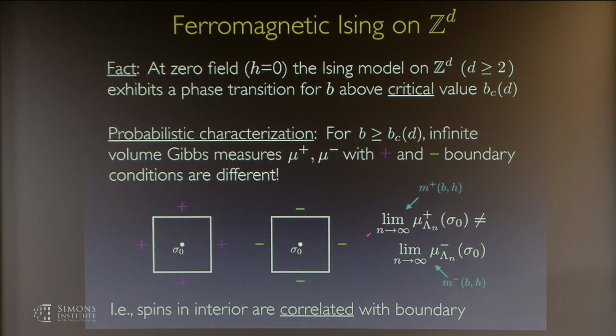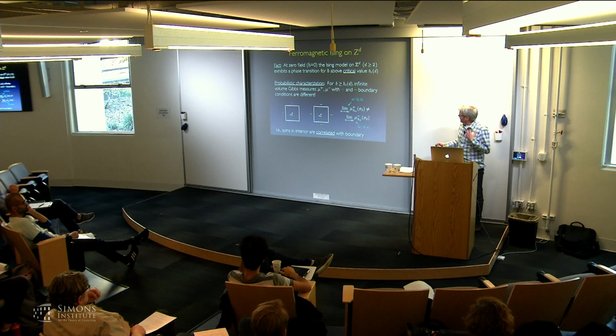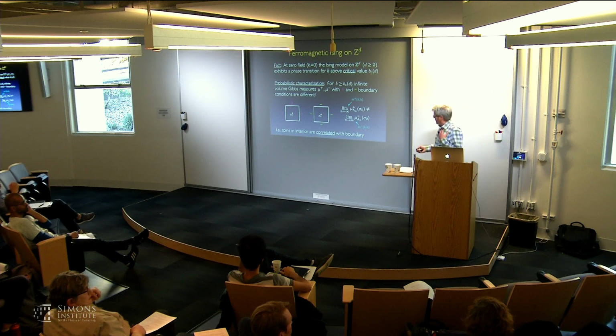And you look at what's the magnetization at the origin. So what's the expected value of the spin at the origin? And it turns out that when b is bigger than beta critical, then these two values are different. So you actually get a positive spin here and a negative spin here. Isn't that strict in the polynomials? Sorry? True at the critical point? It is, I think, true at the critical point. Yeah.